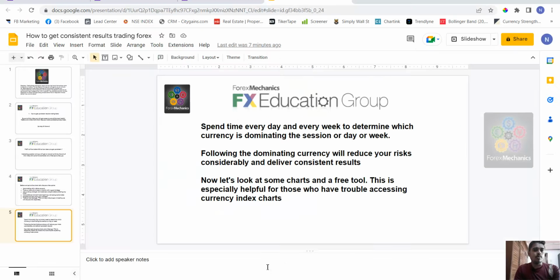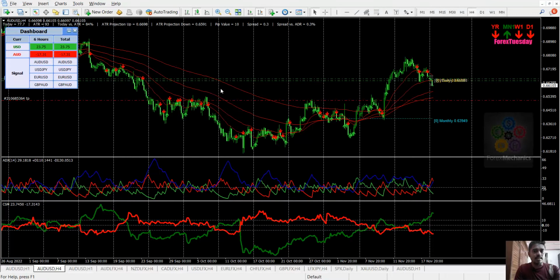So let's get to the charts. This is what we were discussing this morning. And obviously, please understand, guys, that I'm going to be telling you about this free tool, which, like I said, is freely available for everybody. It's just that a lot of people don't know about it, but it will definitely help you in case you do not have access to the index charts.